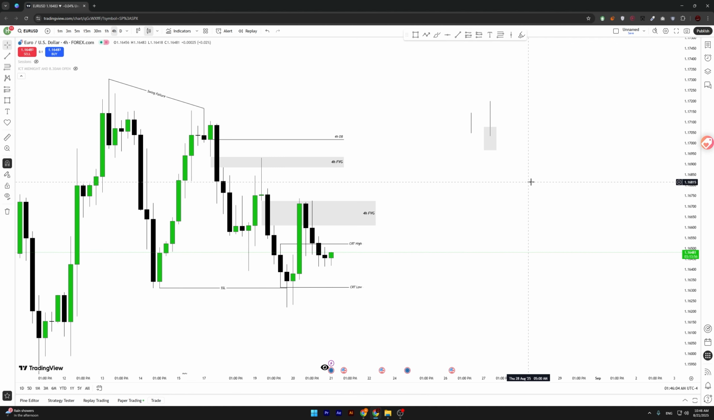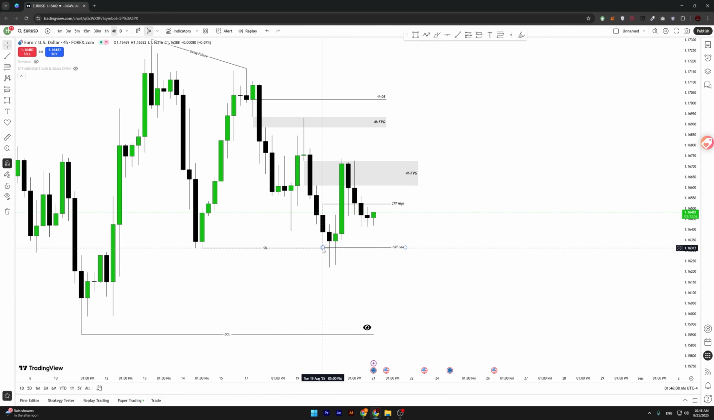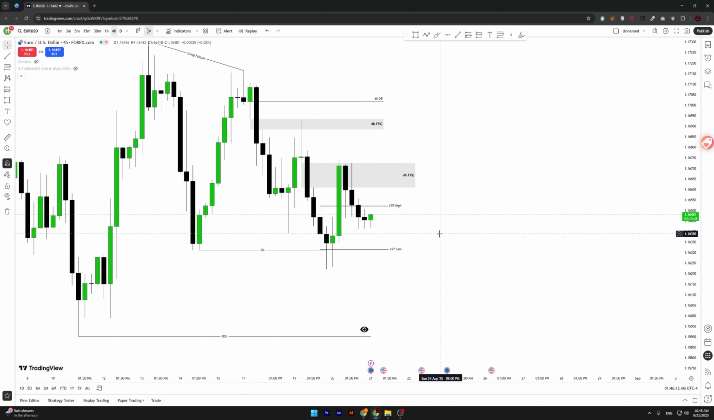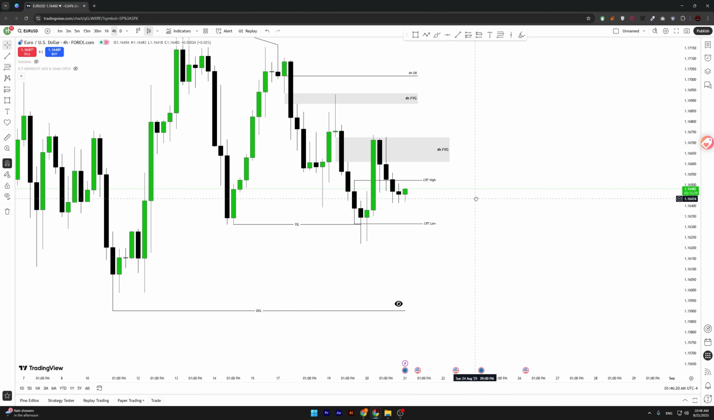Same happened here. Price swept this low. Now my first target was CRT high, and my second target was this FEG, and as you can see price dumped from this FEG. Now let's move to the 15-minute and find our entry model.